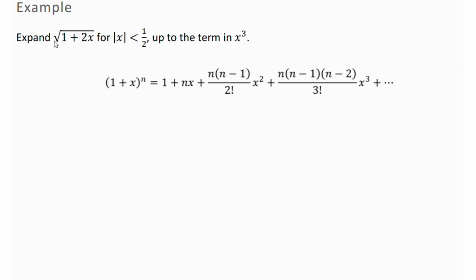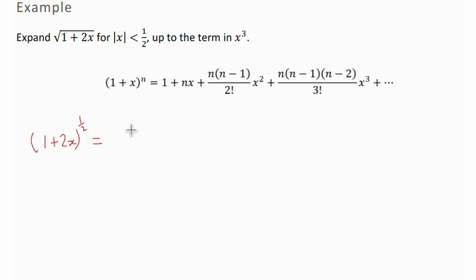Here we're asked to expand the square root of 1 plus 2x for the absolute value of x is less than a half, up to the term in x cubed. So this is a binomial expansion with a rational power because we have (1 plus 2x) to the power of a half. The square root can be written as a power of a half. We need to work out what this is.